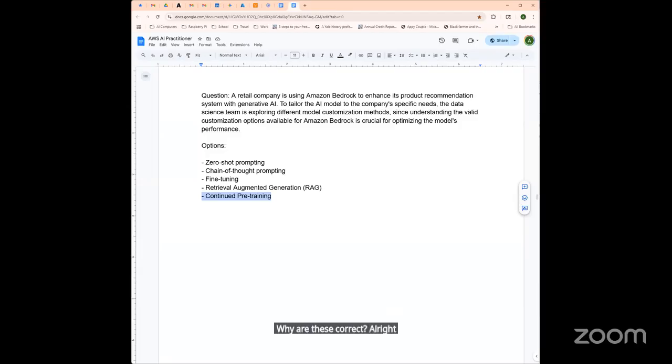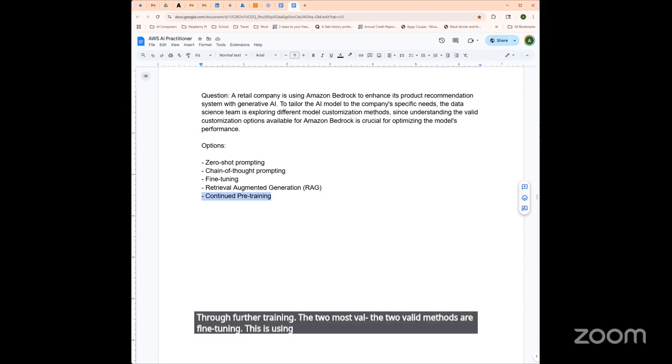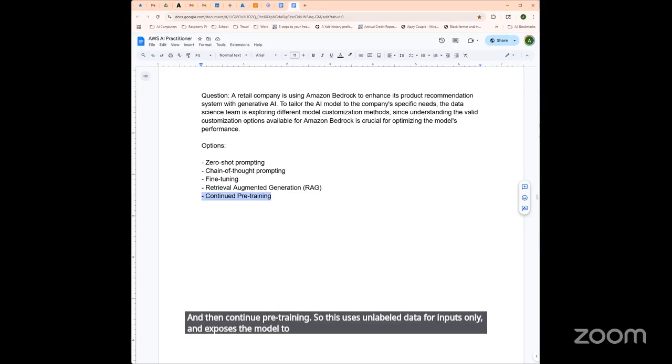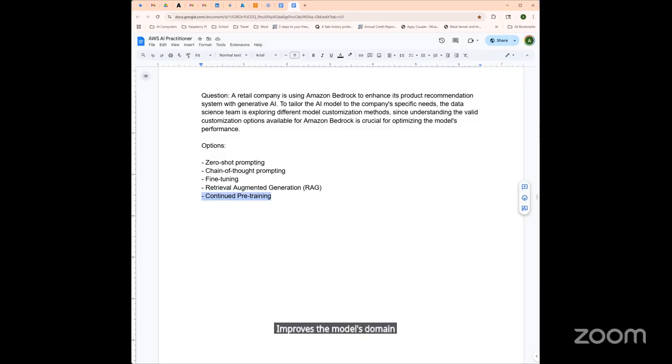Model customization in Bedrock involves changing the model's weights through further training. The two valid methods are fine tuning, which uses labeled data for inputs and outputs. This trains the model to improve performance on specific tasks, and it adjusts the model's parameters based on training examples. And then continued pre-training, which uses unlabeled data for inputs only and exposes the model to domain-specific topics, improves the model's domain knowledge, and can retrain with more data as it becomes available.